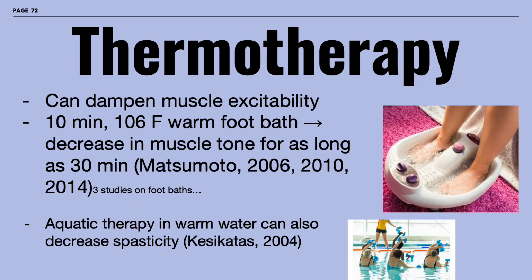Thermotherapy, on the other hand, there was one person in particular, Matsumoto, who wrote articles about this in 2006, 2010, and 2014, showing that a warm foot bath can decrease muscle tone for as long as 30 minutes after a 10-minute bath, just by dampening muscle excitability. So this is another alternative to decrease spasticity prior to something like gait training. Aquatic therapy in warm water can also decrease spasticity, which has been shown in one study by Kezikatas in 2004.